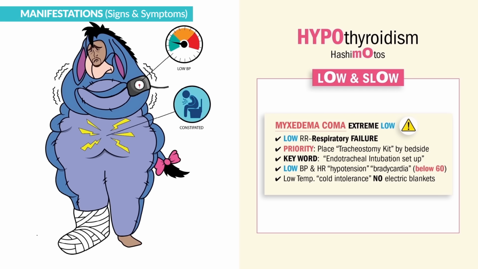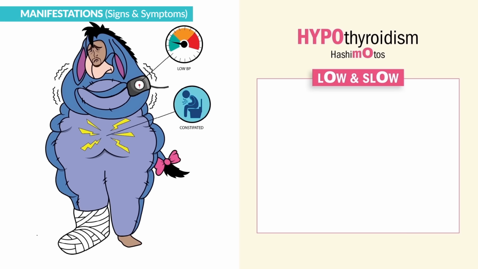Now, 2 more NCLEX tips, which are the biggest risk for myxedema coma. Usually after a thyroid removal, like a thyroidectomy, or abruptly stopping thyroid replacement hormones like levothyroxine. Usually those 2 lead to the myxedema coma, the extreme low and slow. Now, classic signs for our hypothyroidism. Guys, everything's going to be low and slow. Now, these will show up on SATA Select All That Apply questions. So guys, just think everything's going to be low and slow.